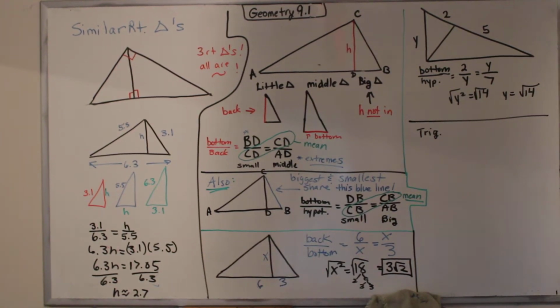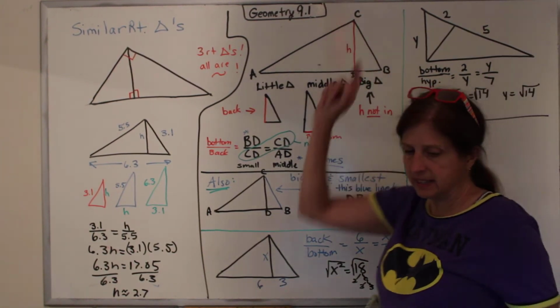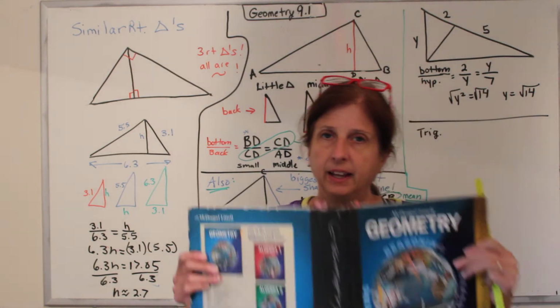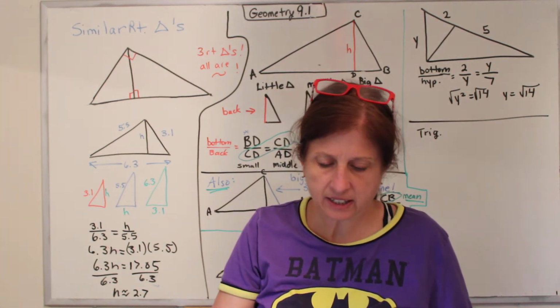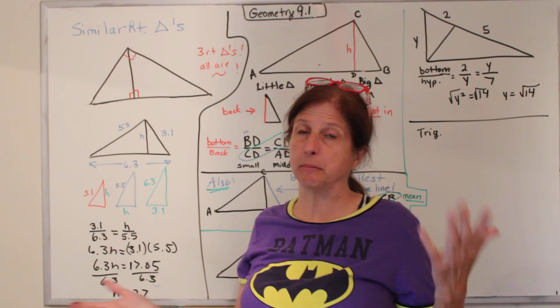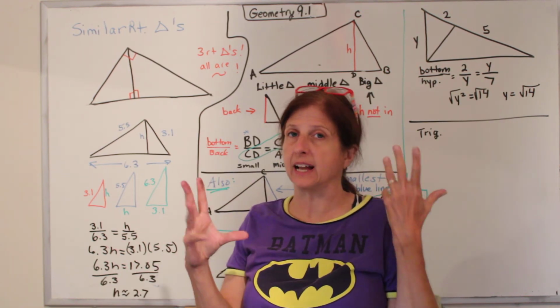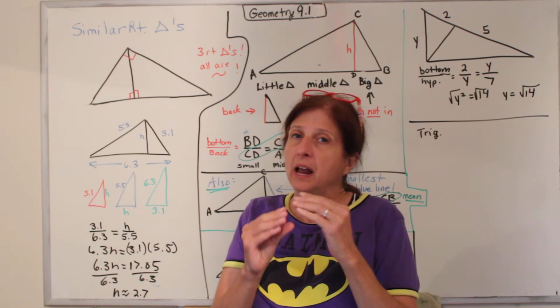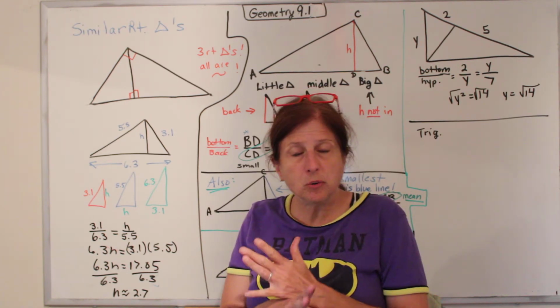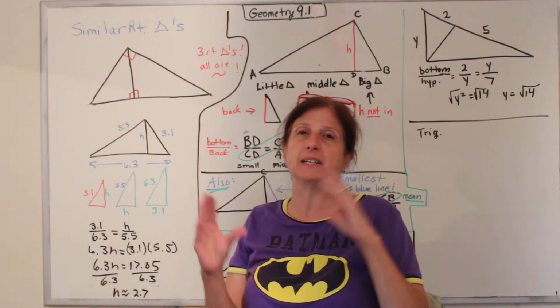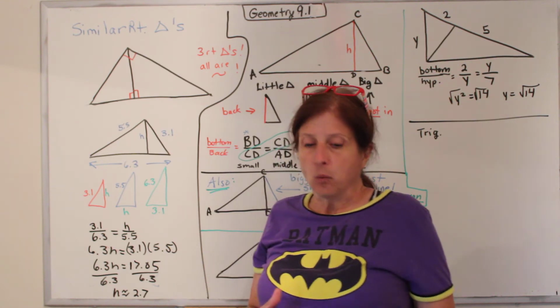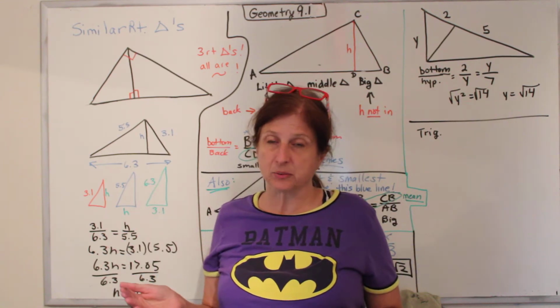Welcome back to Geometry Chapter 9, Section 1 in this book. In the last chapter we talked about similar things, things that have the same shape but different size. It could be bigger, it could be smaller, but it's not congruent because it's not the same size, but it's the same shape.